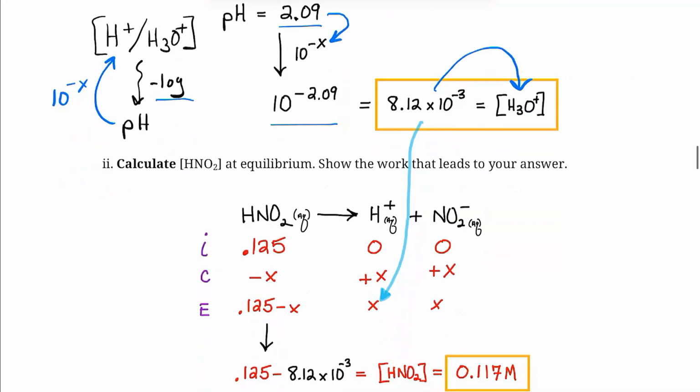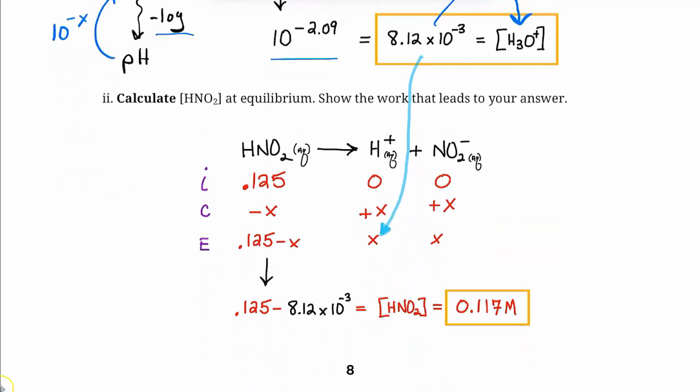All right, so part B-II says calculate the HNO2 concentration. Don't forget that this is a concentration, it's a molarity at equilibrium. Show the work that leads to your answer. All right, so what do we have? Well, interesting enough, we had this chemical in water already, and we know the concentration of the proton. Remember I said the proton and the H3O+ are synonymous. So we already know the H3O+ is 8.1 times 10 to the negative 3 there. That is the equilibrium mixture, and if you miss that, then you couldn't do this question.